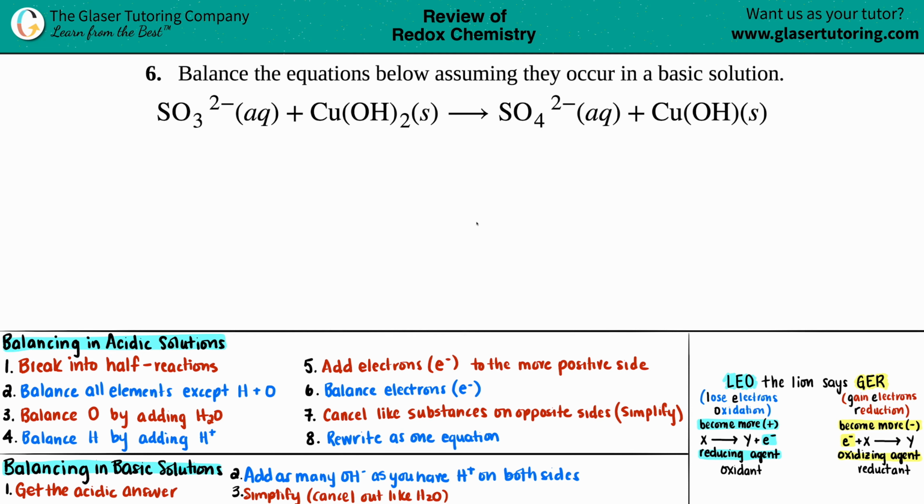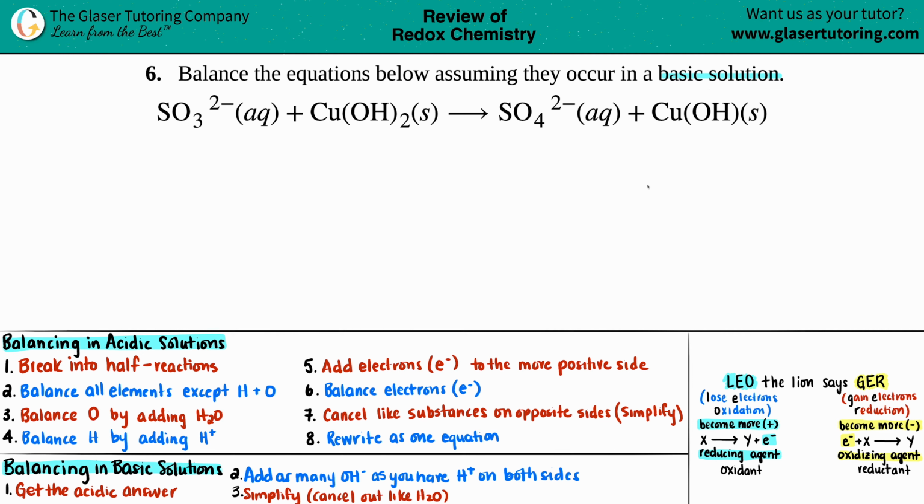Balance the equations below, assuming they occur in a basic solution. No, not a basic solution. You'll see why in about 2 seconds. So we have our equation: SO3 2- (aqueous) plus Cu(OH)2 (solid) yields a sulfate, SO4 2-, plus CuOH. Now, we need to balance this in a basic solution.